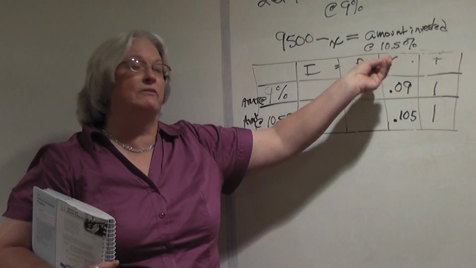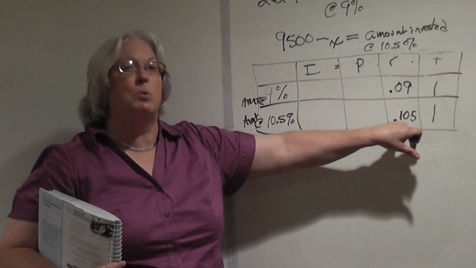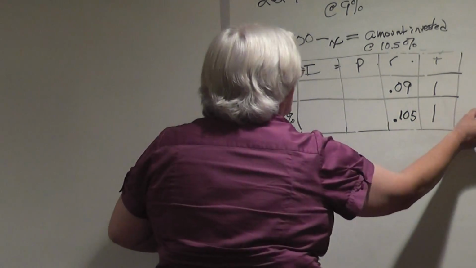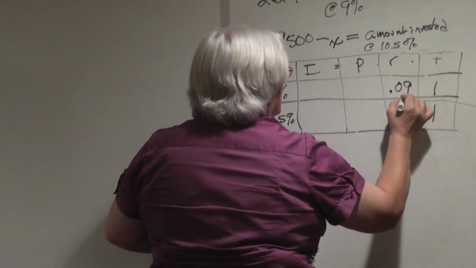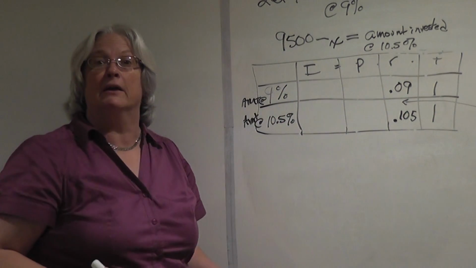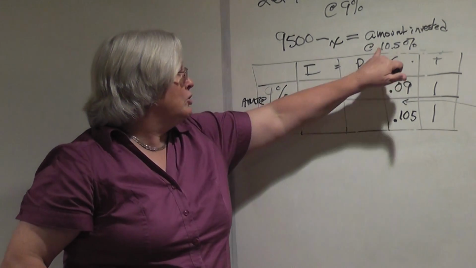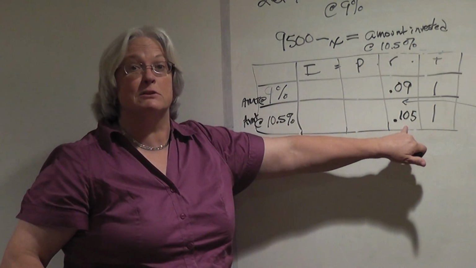10.5%, that's 10.5 divided by 100, is 0.105. This right here is really tricky. Make sure that you're paying close attention and converting your percents into decimals correctly.